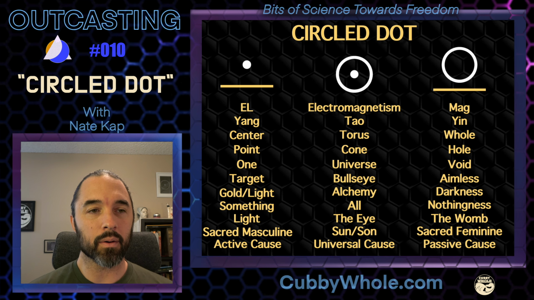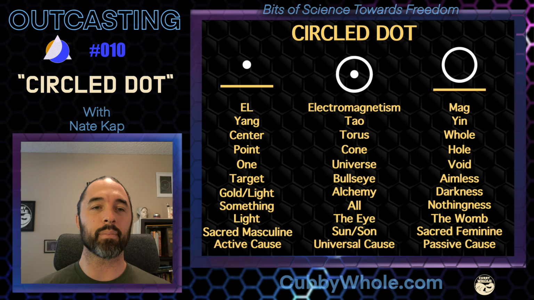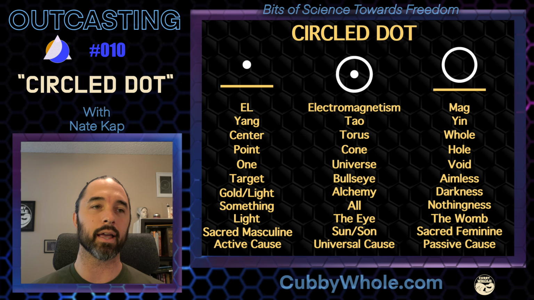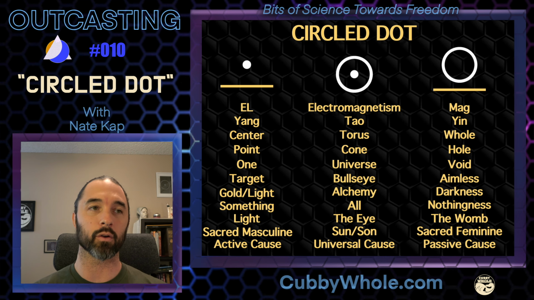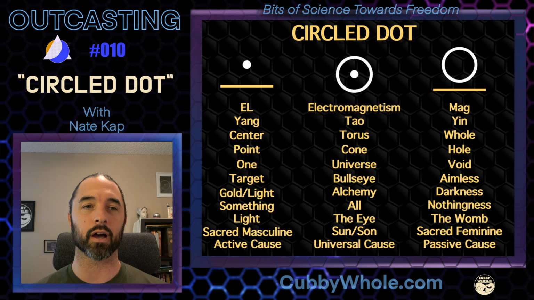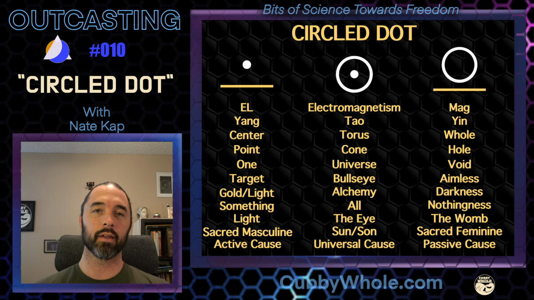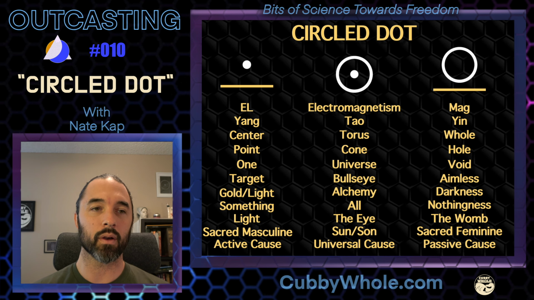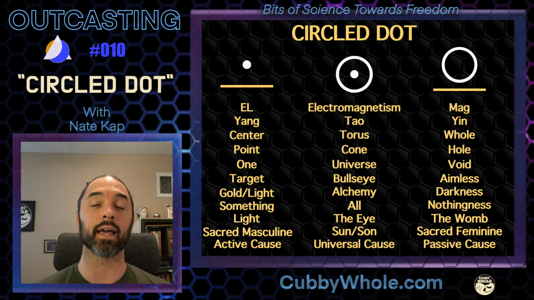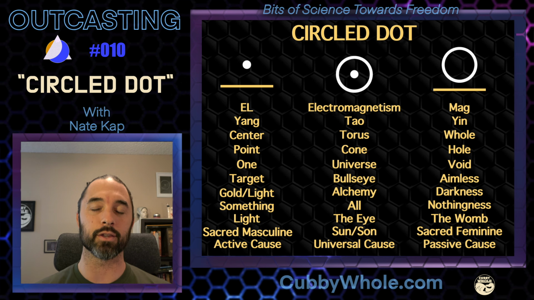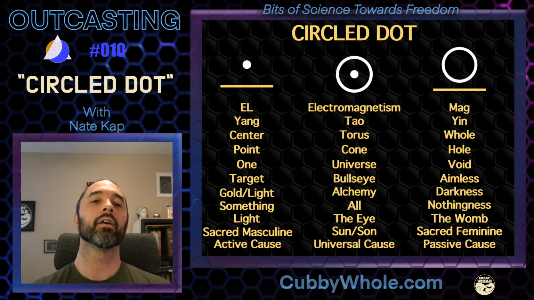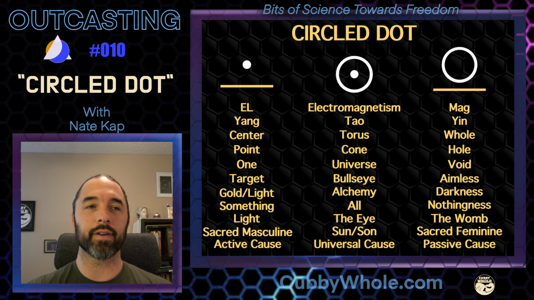So now both the passive cause, the circle, and the dot, the active cause, when they come together they make the universal cause. And this is what makes life. So the circle dot is the universal cause, and that is very, very important.